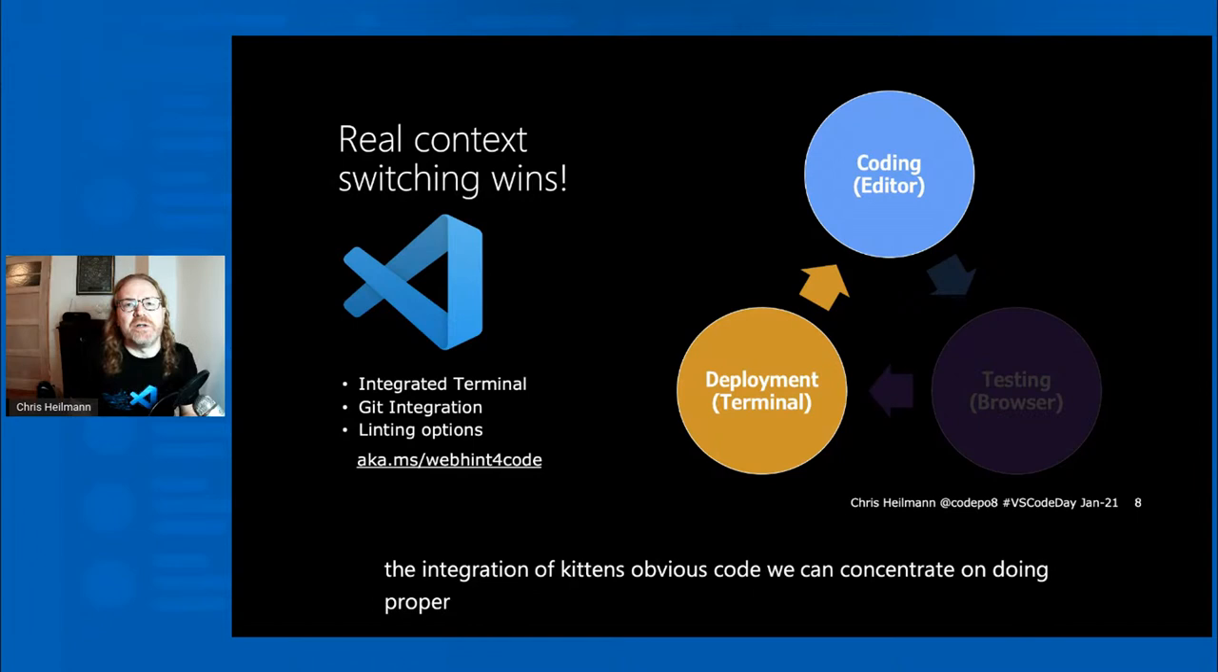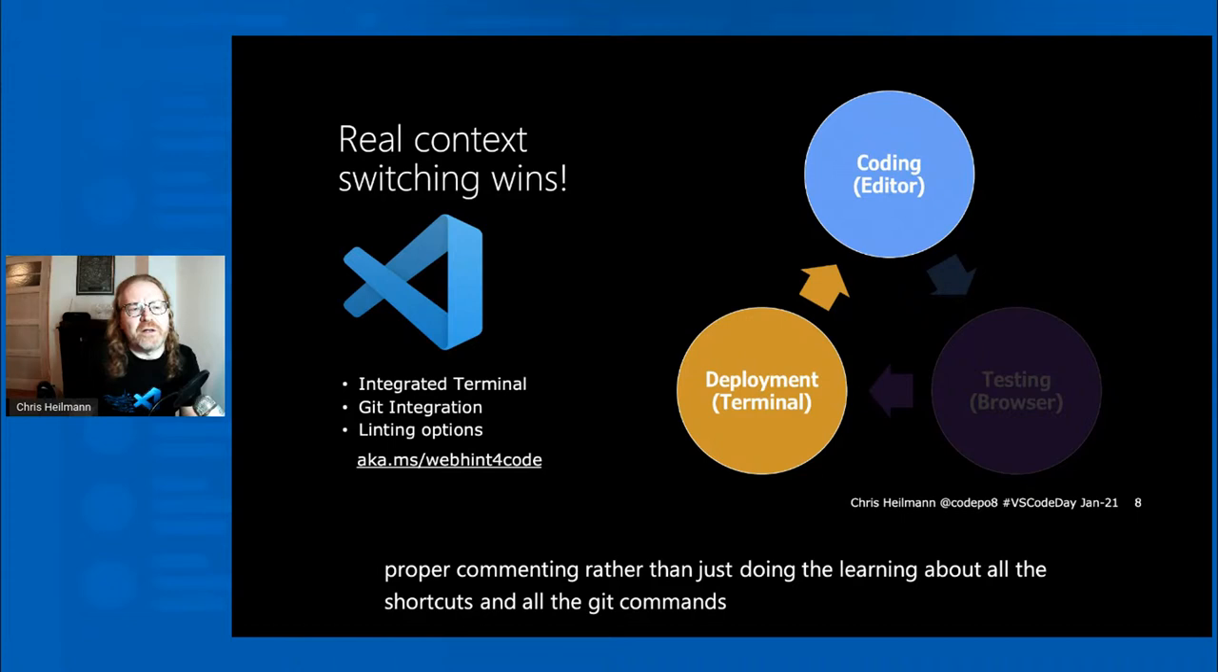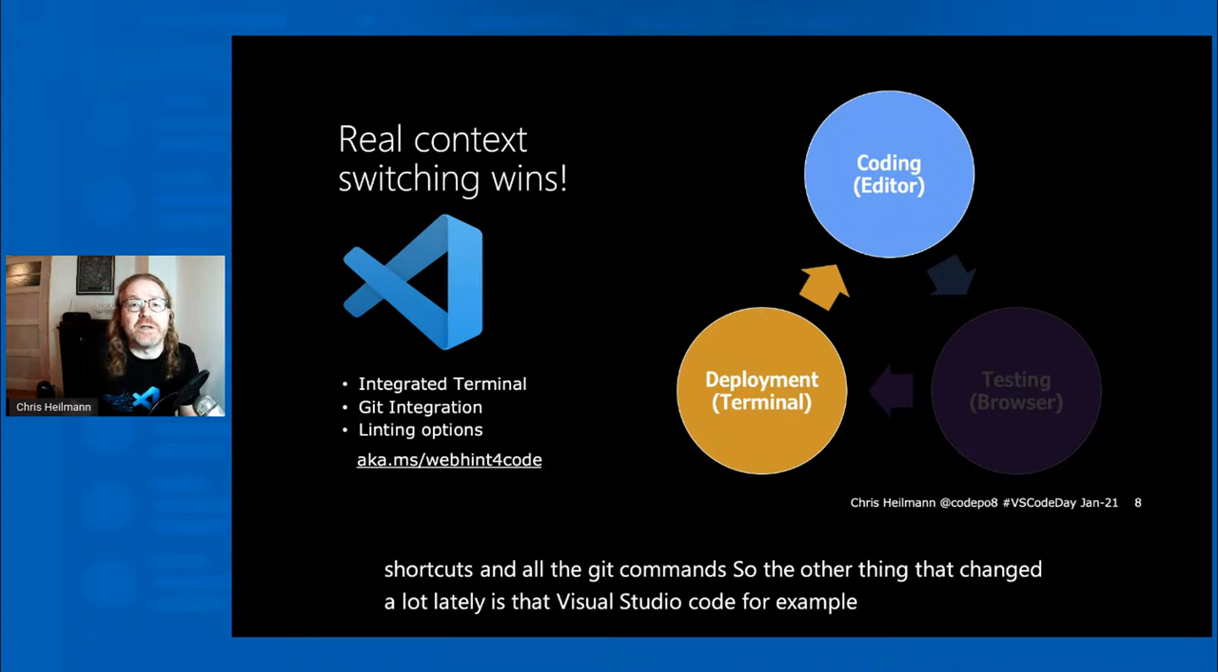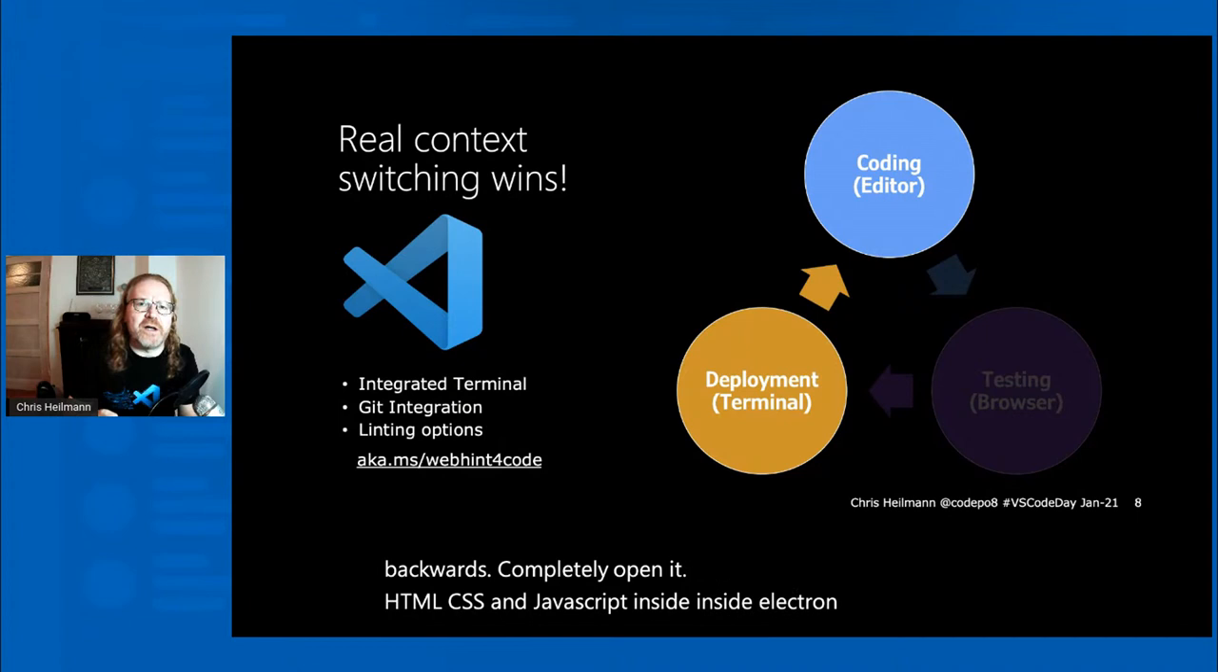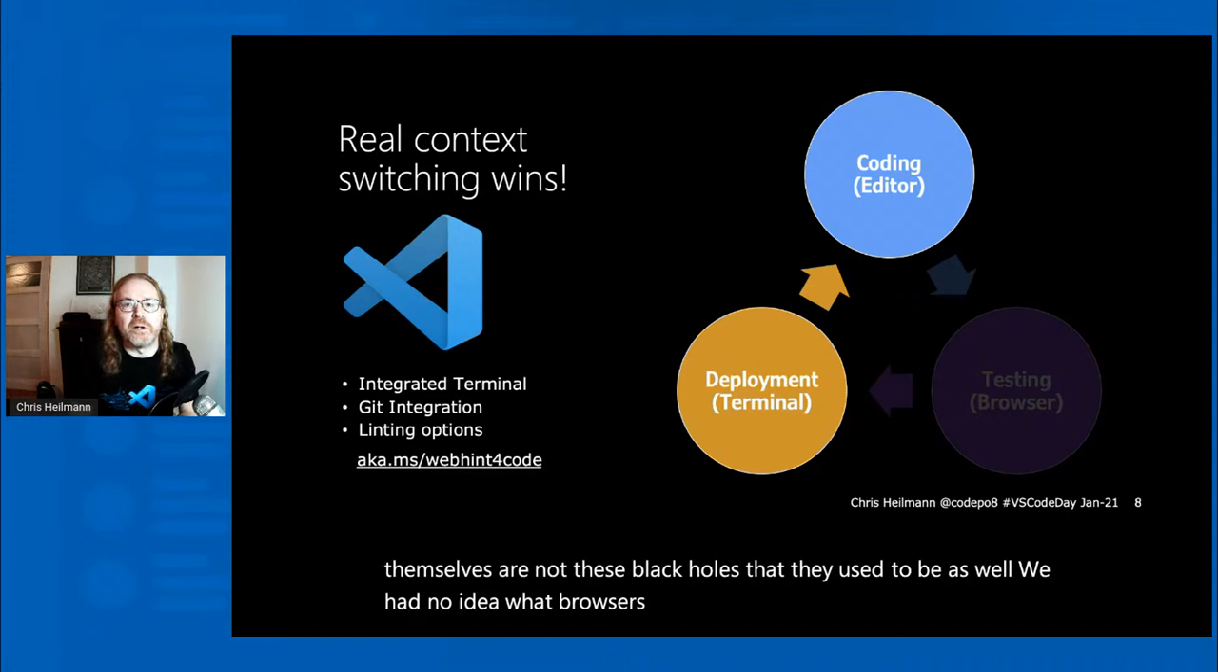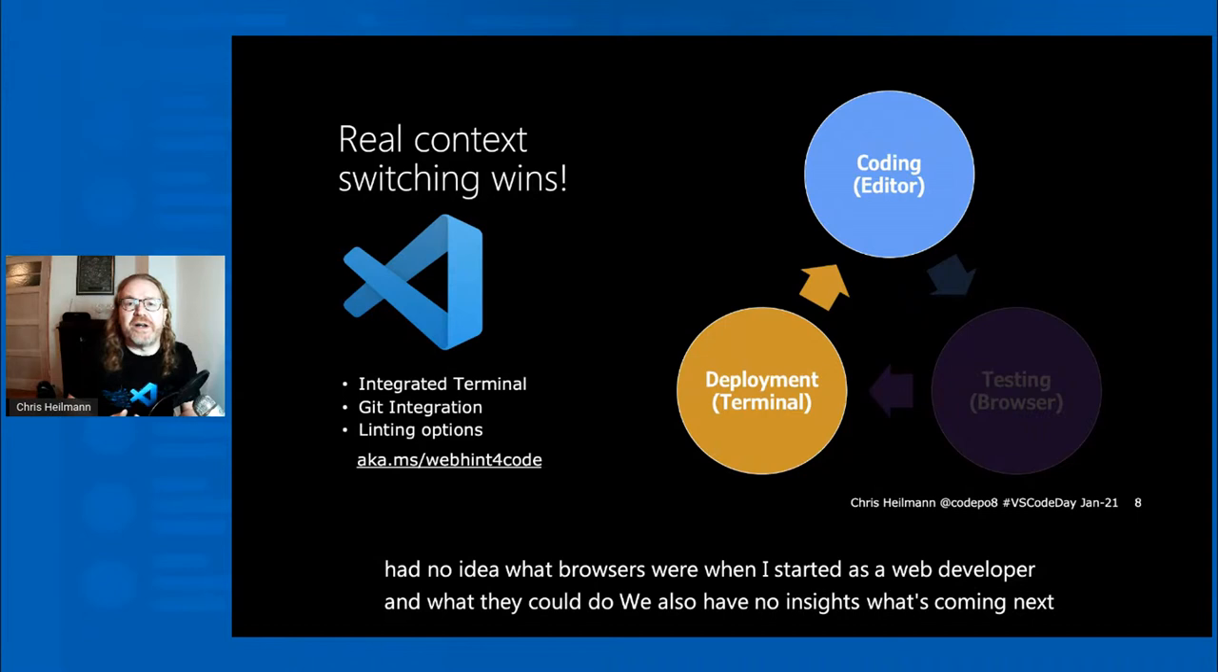The other thing that changed a lot lately is that Visual Studio Code, for example, is completely hackable. It's completely open. It's HTML, CSS, and JavaScript inside Electron, and browsers themselves are not these black holes that they used to be. We had no idea what browsers were when I started as a web developer and what they could do. We also had no insight into what's coming next as functionality, and all of that is now open.